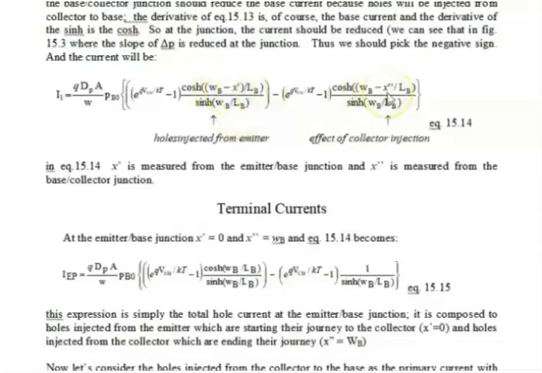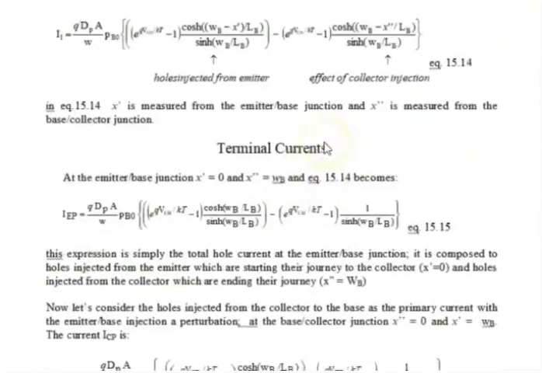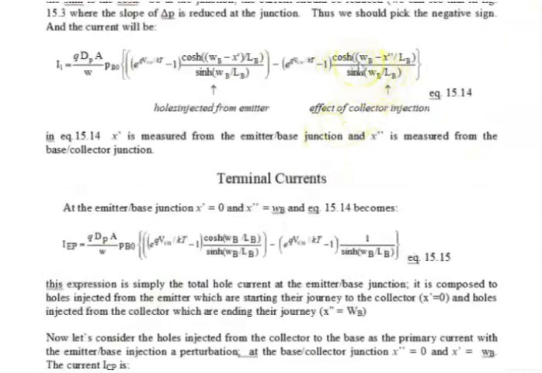And here, x double prime will be equal to WB, because that's the one that goes from right to left. And the cosh of 0 is 1. So that's where we get a 1 up here, and we get a cosh of WB over LB. So this is an important equation.